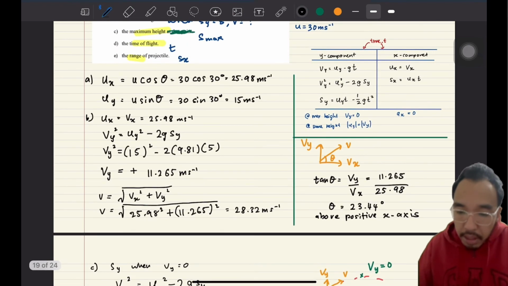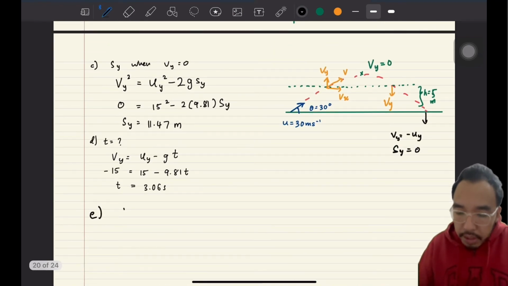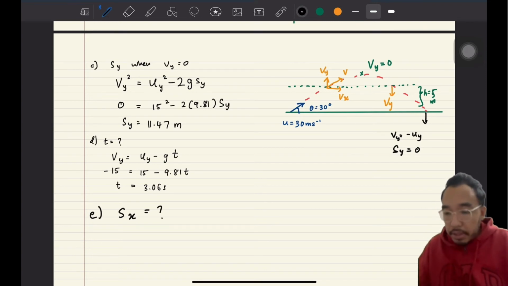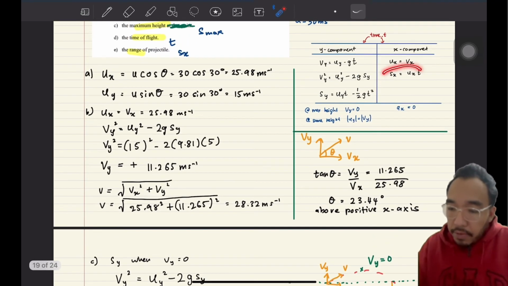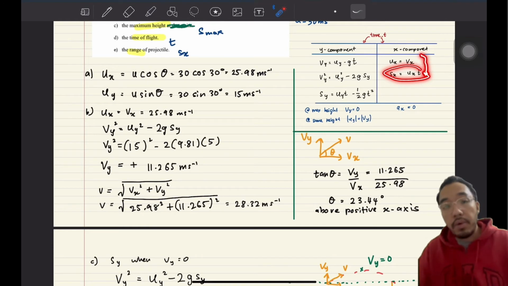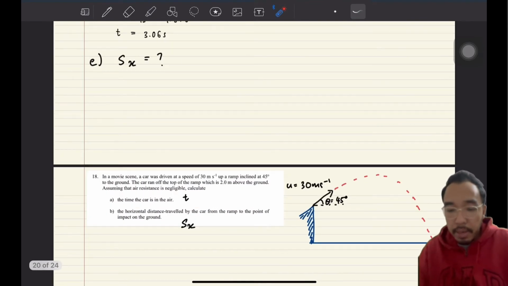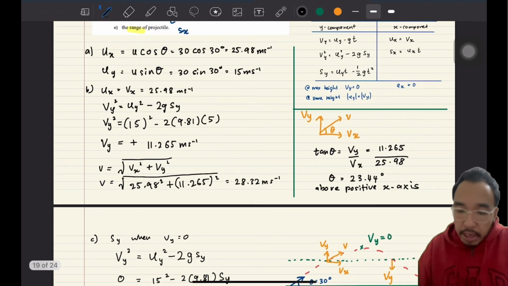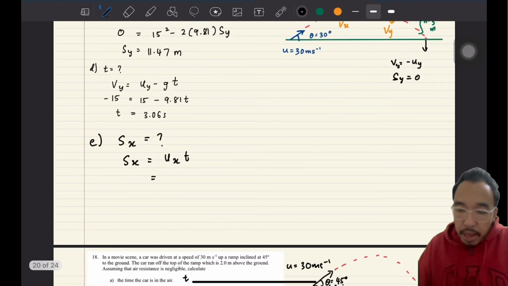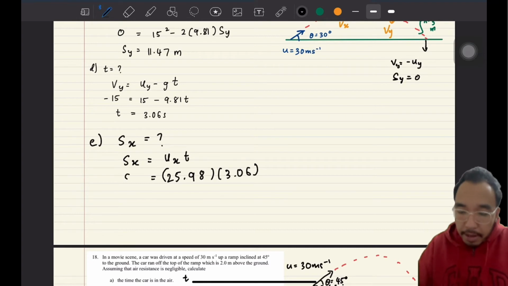Find the range of the projectile. So the question now wants you to find Sx. This one is actually simple. If you want to find Sx, you need to use this formula straight away. Since you already have the time, you can use it directly, no problem. So Sx equals Ux t, where Ux equals, I have to check, 25.98, multiplied by the time, which is 3.06. This is the time of flight.